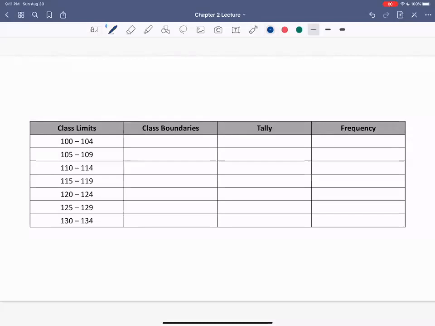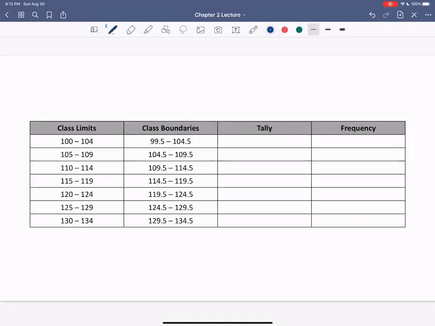Here are the values that you should have gotten. Now that we have the class limits, let's go to class boundaries. We started with 99.5, and we went to 104.5. The next one we said was 104.5 to 109.5, and then we would keep that trend. So I'm gonna go ahead and pause it, you pause it, and finish the rest, and then check your work. Okay, so go ahead and check your work here, and you should have those same class boundaries.